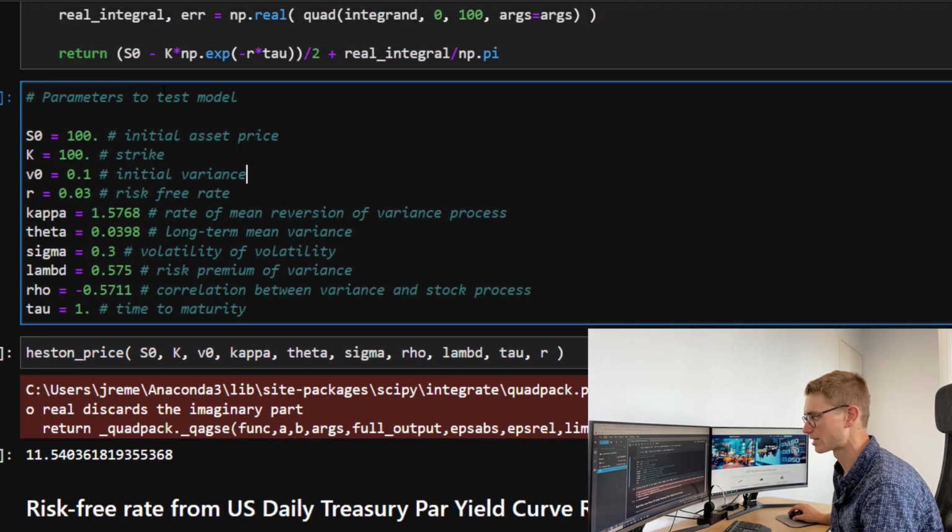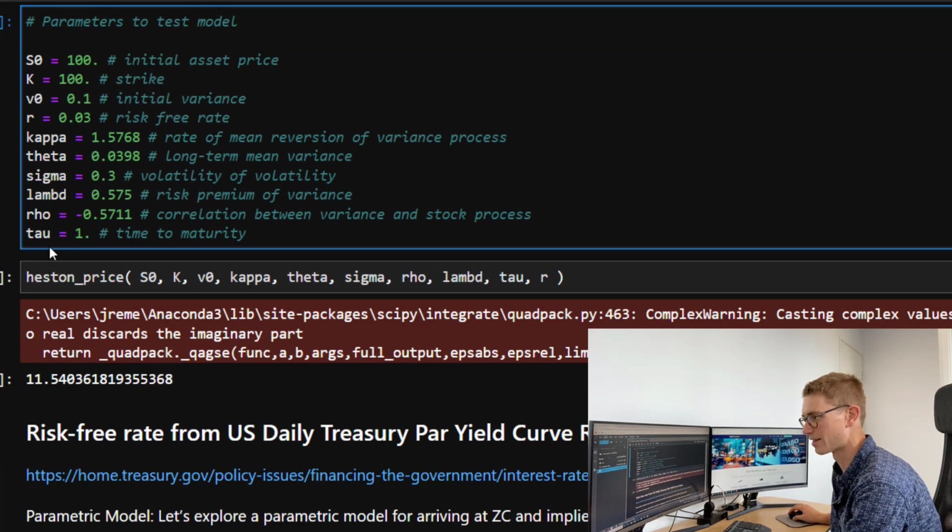So let's test that. Essentially here, we've just got parameters to test: the initial asset price and all the other parameters in the Heston model.